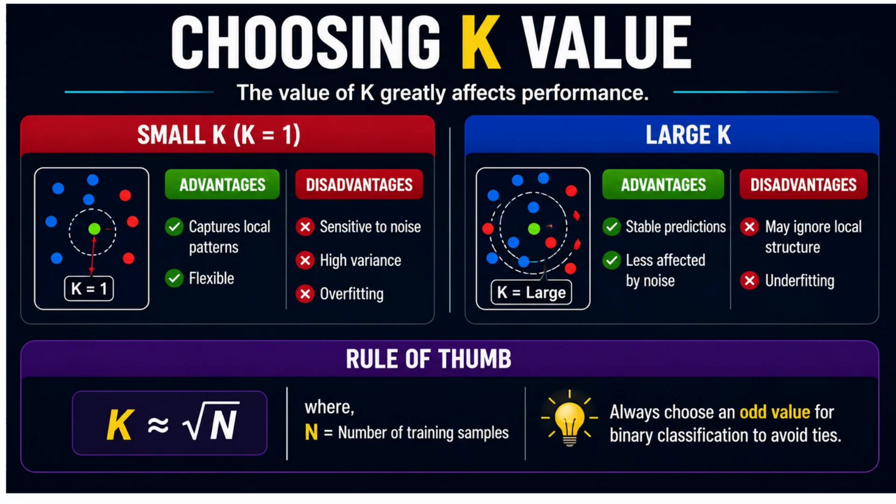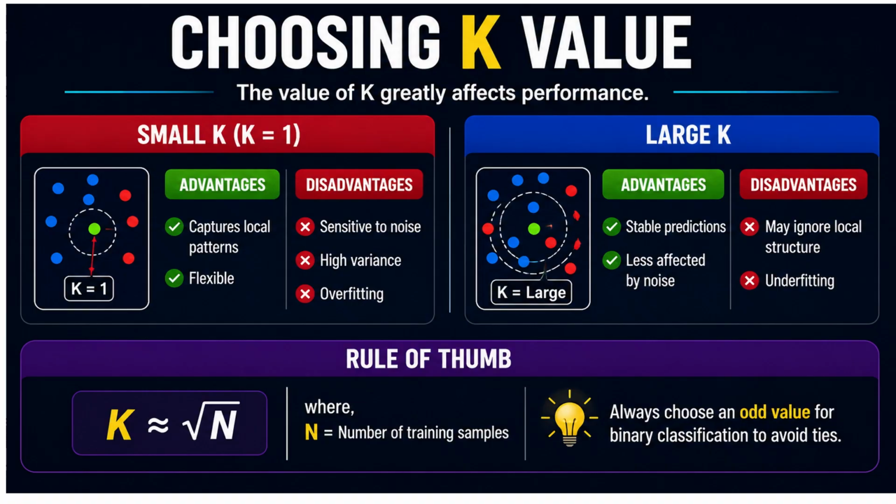So now the question is, how do you choose the k value? The value of k greatly affects the performance. If it is very small, for example k equal to 1, the advantage is that it captures the local patterns and is flexible, but it is sensitive to noise, it has high variance, and it causes overfitting. With a large K, the advantages are stable prediction and being less affected by noise, but the disadvantages are that it may ignore local structure and there is underfitting.